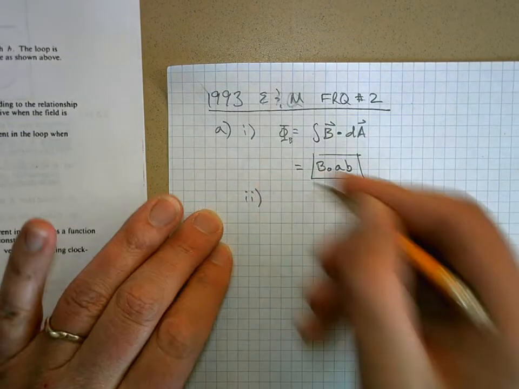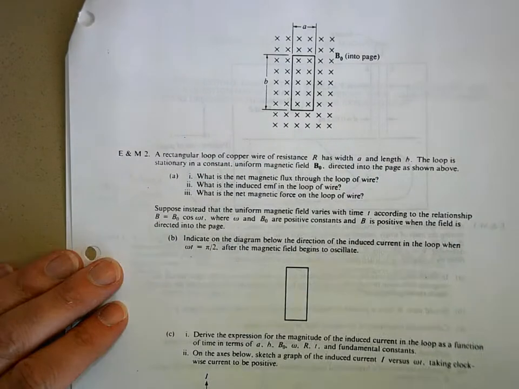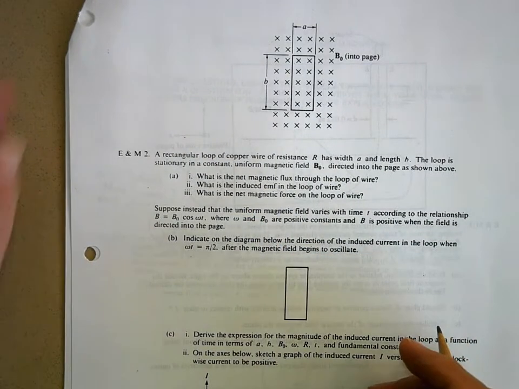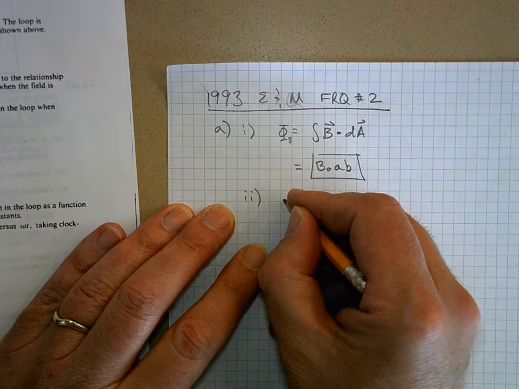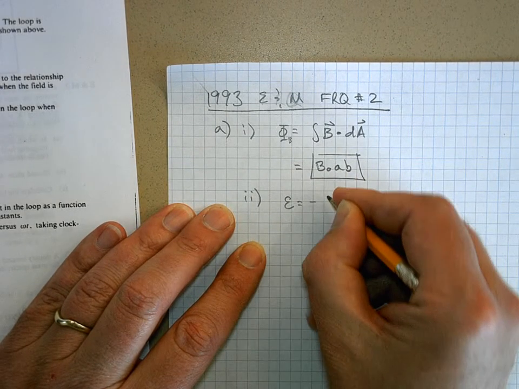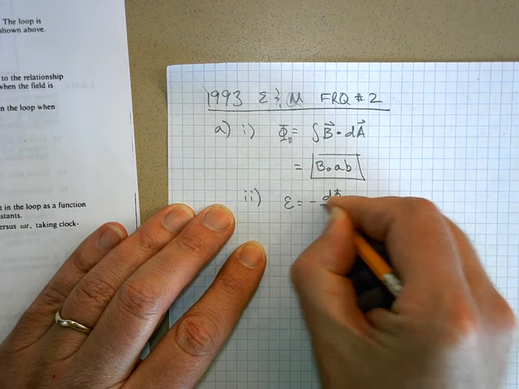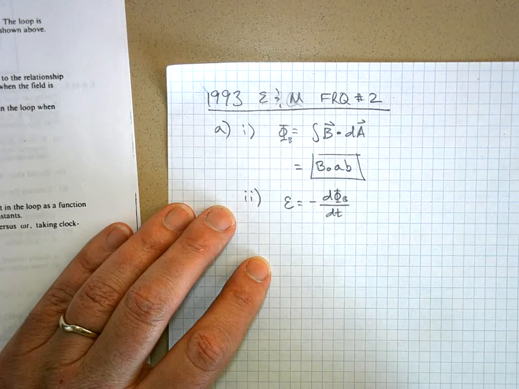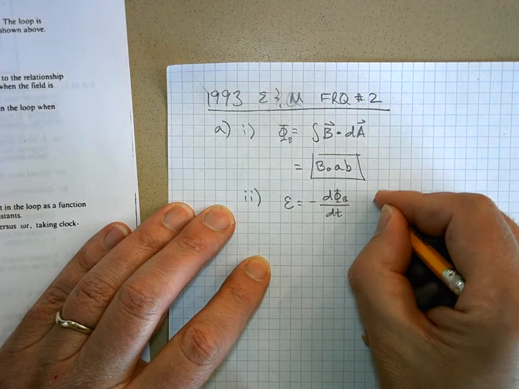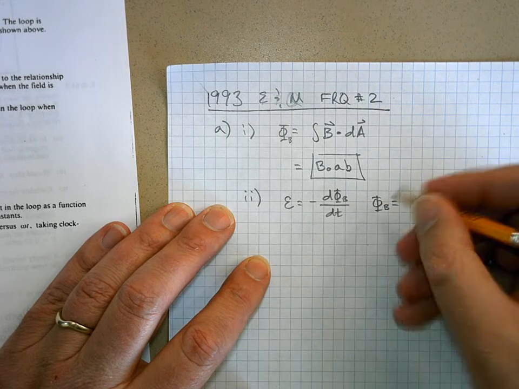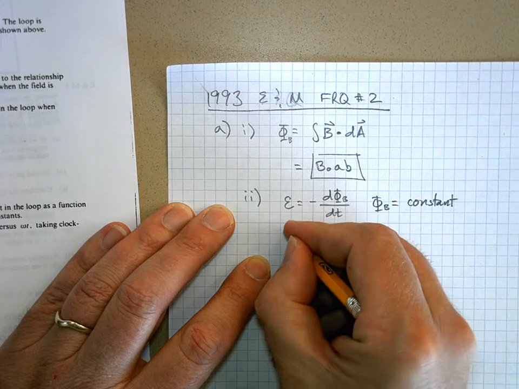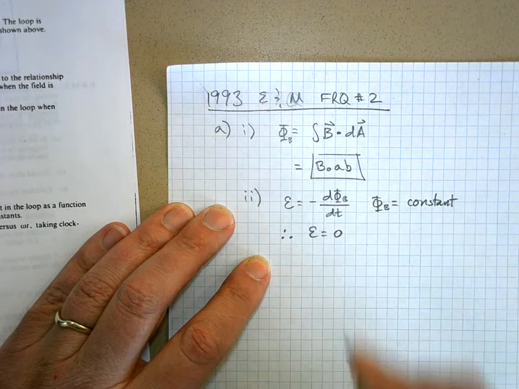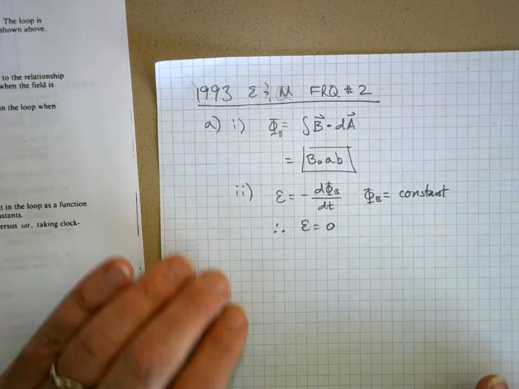They're just trying to throw you a fish. All right, so what is the induced EMF in the loop of wire? Now, don't just say it's 0. I would do this. I would say the induced EMF is equal to negative, I would show off a little bit, d(flux)/dt, right? But I would say this: the magnetic flux is constant here. Therefore, E equals 0. The induced EMF is 0.